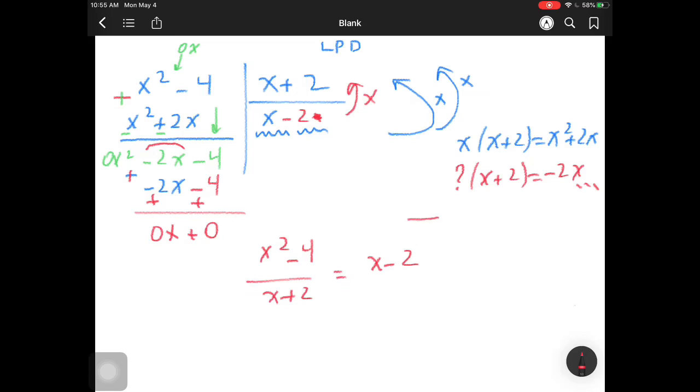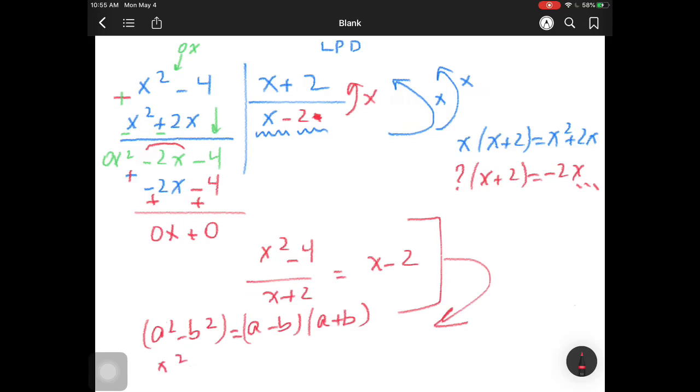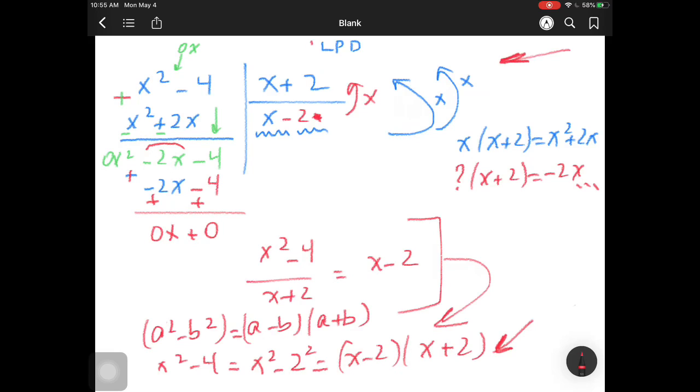Now, I repeat that we already know this because we know the remarkable identity a squared minus b squared is a minus b into a plus b, and x squared minus 4 is the difference of two squares, which is x squared minus 2 squared. So this is x minus 2 into x plus 2. So we already know this, but as we said, we tried to do it this way just for us to learn or practice on long polynomial division.